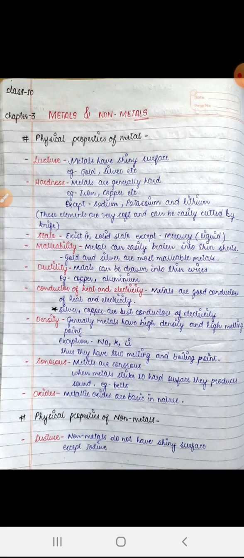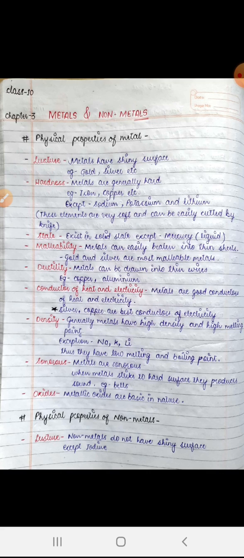Now see the fourth point. Fourth point is malleability. Malleability means metals can be easily beaten into thin sheets. Metals have the property that if they are beaten, they can be converted into thin sheets. This property is known as malleability. Yes, metals do show this property. You have seen gold and silver ornaments. You have seen that these metals are converted into thin sheets or thin wires, and our ornaments are made in this way.